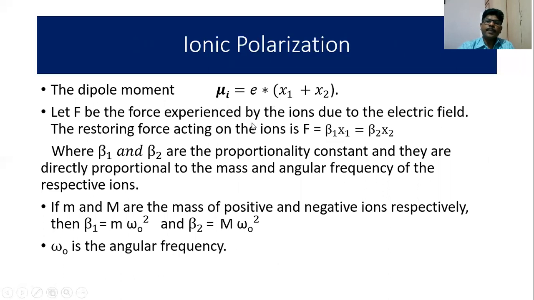Let F be the force experienced by the ions due to the electric field. The restoring force acting on the ions is F is equal to beta 1 x1, which is equal to beta 2 x2, where beta 1 and beta 2 are the proportionality constants, and they are directly proportional to the mass and angular frequency of the respective ions. If small m and capital M are the masses of the positive and negative ions respectively, then we write beta 1 is equal to m omega naught square, and likewise beta 2 is equal to capital M omega naught square, where omega naught is the angular frequency.